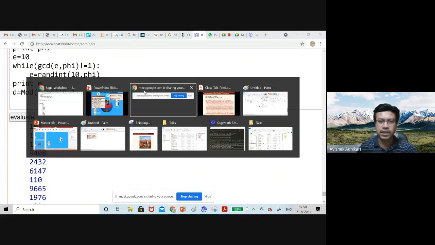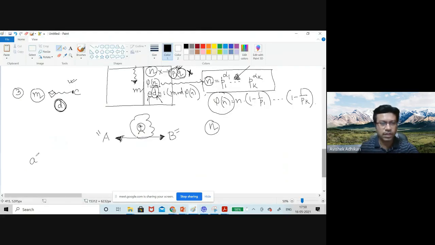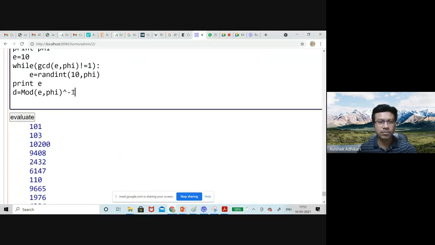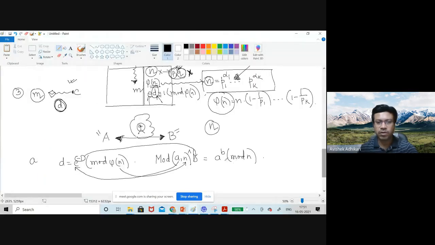So what does it mean? Let's check. I want to calculate, so what is my D? D is my E inverse modulo phi n, right? That means ED is congruent to 1 mod phi n, and this mod function is represented by this. So a n to the power b means a to the power b modulo n. Now if you consider n to be my phi n, b is now my -1, and a is my e. So e to the power -1 modulo phi n.